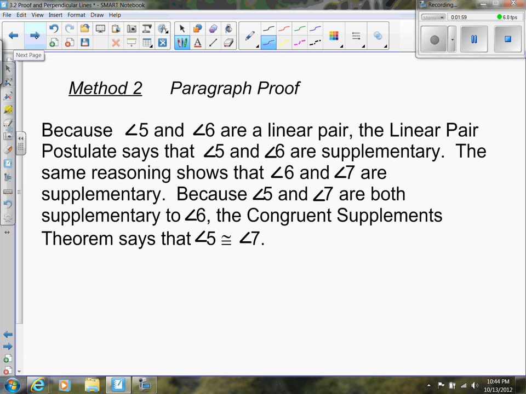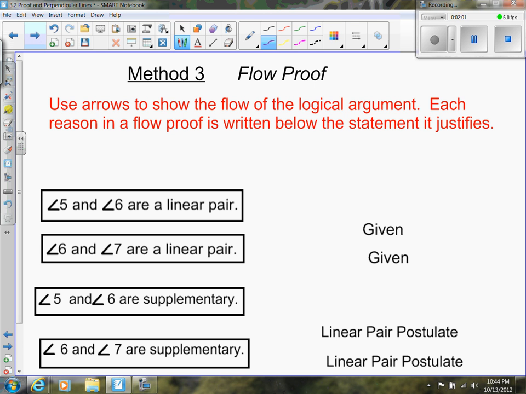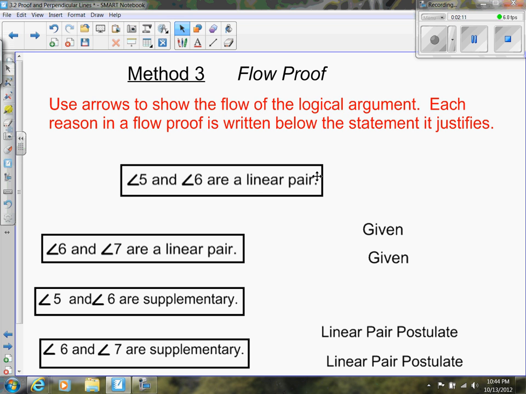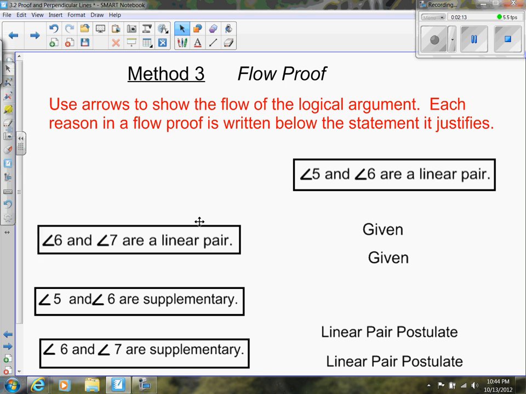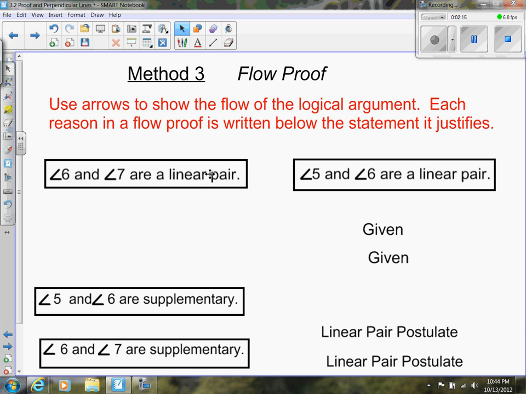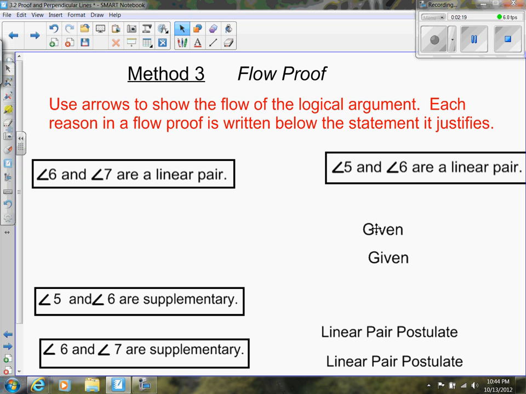The third method is, I think, the best method for learning about proofs. It's probably even better than the two-column proof. What we're going to do is do a flow proof. We're going to use arrows to show the flow of logic. So we start with just this first given. Angle 6 and angle 7 are a linear pair.